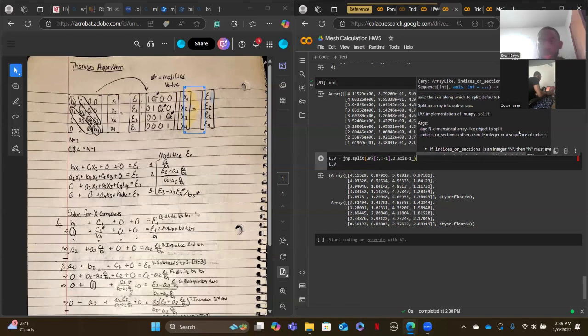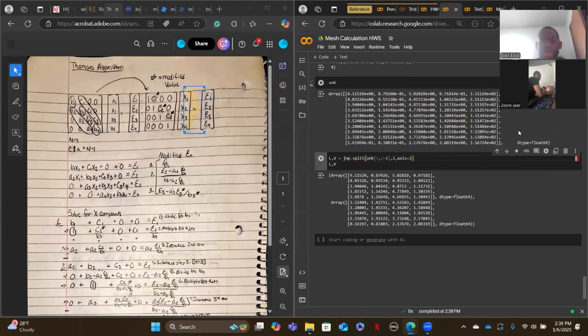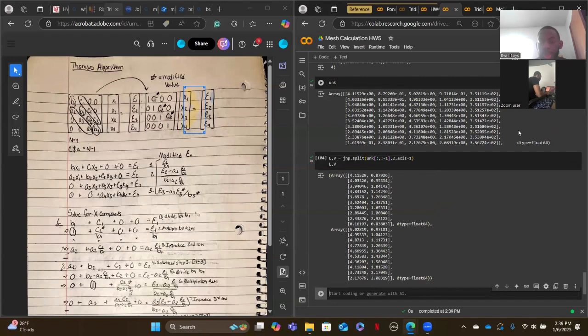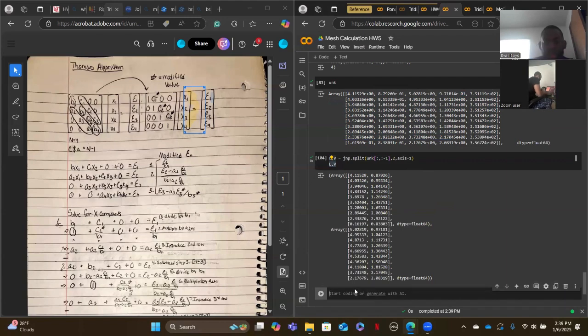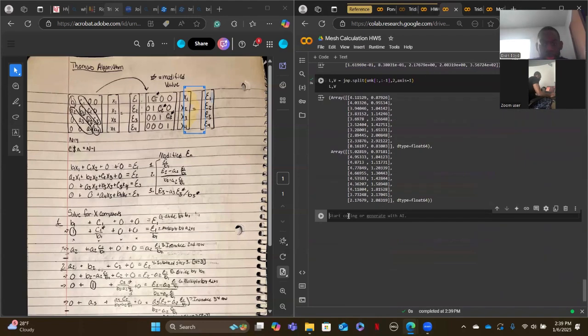Hopefully this works. Oh my gosh, I keep messing up. Hopefully this works. Yeah, so literally what I said. We're taking all the columns and just splitting it in half. And now we're doing it for the X combinations as well. What we want to do now is do this for the X's and our Y combinations as well. So, copy paste.